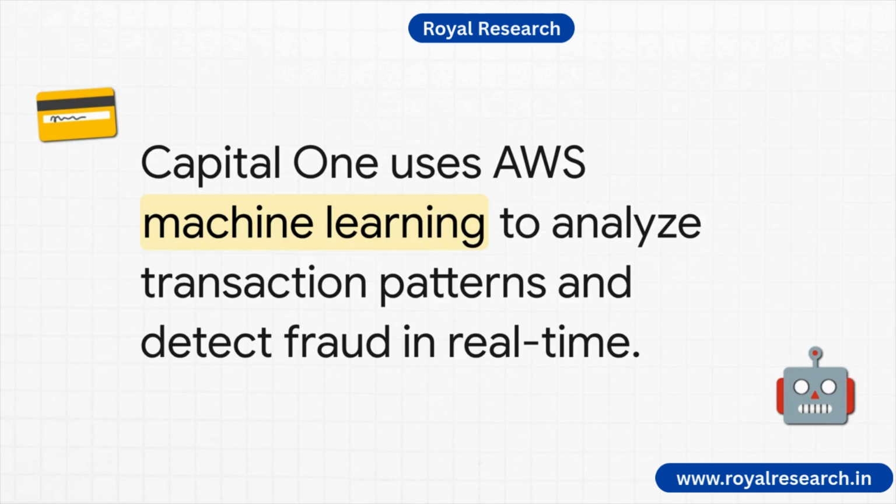And here is a super powerful use case for that machine learning stuff we talked about. Capital One uses AWS to analyze millions of transactions as they happen. The AI models are trained to spot weird patterns and can flag potential fraud in an instant, adding a huge layer of security for all their customers.